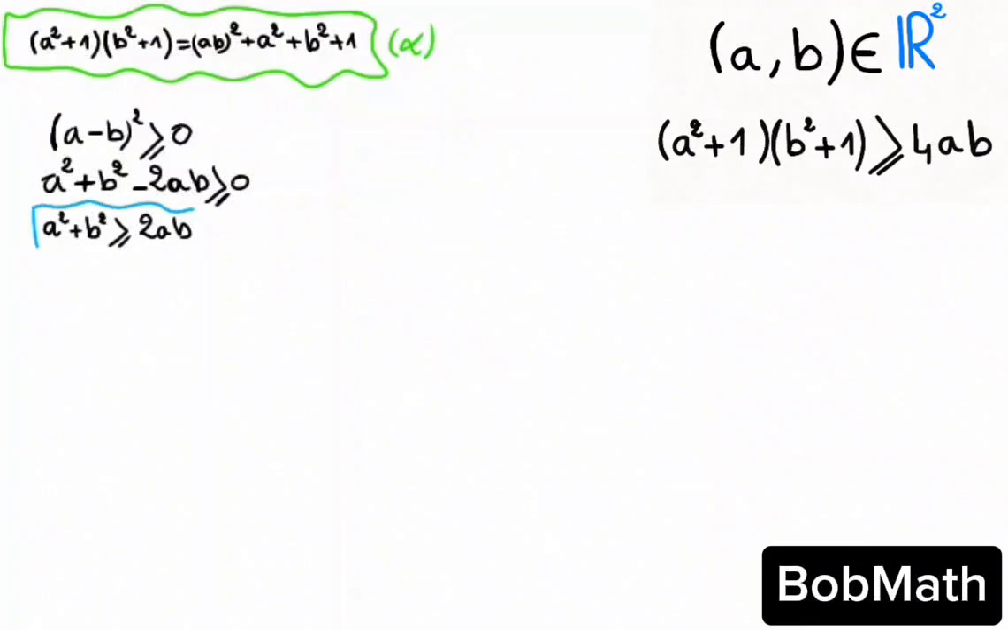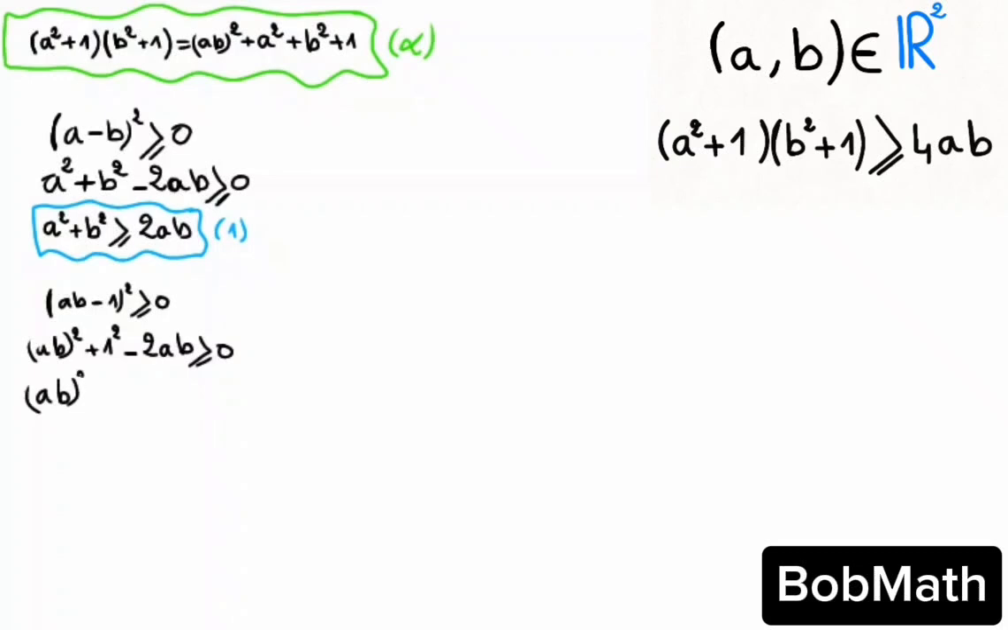We call this inequality 1, and we know that (ab minus 1) squared is greater than or equal to 0. So (ab) squared plus 1 minus 2ab is greater than or equal to 0. Therefore, (ab) squared plus 1 is greater than or equal to 2ab. We call this inequality 2.